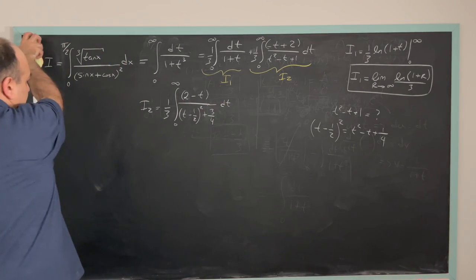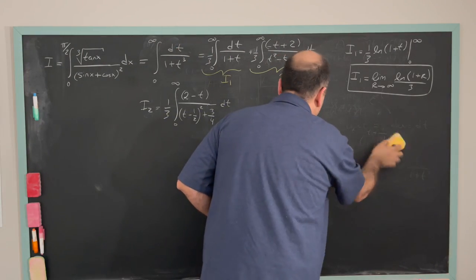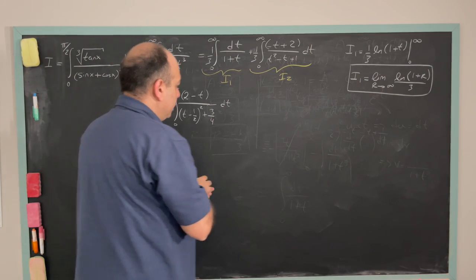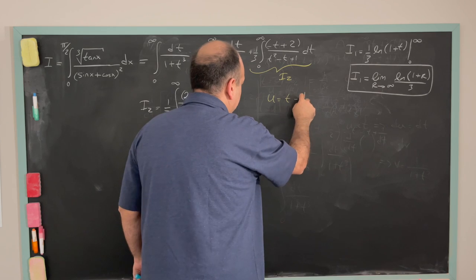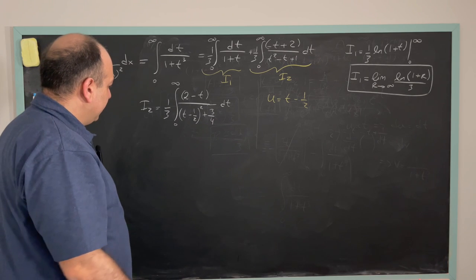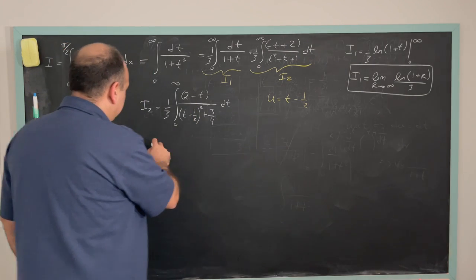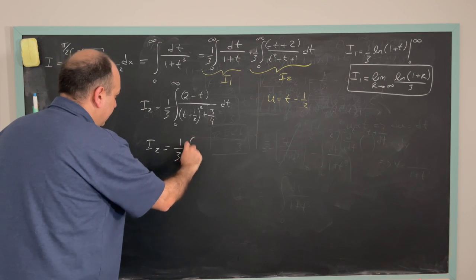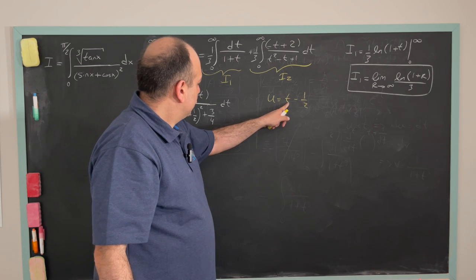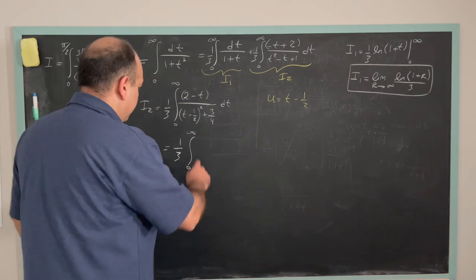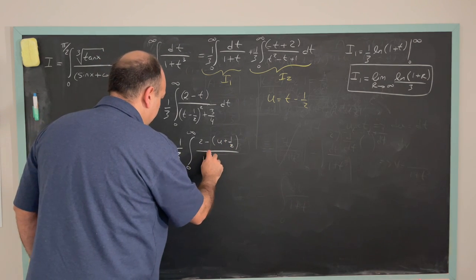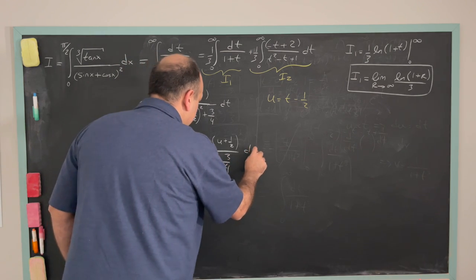Okay, this is good. So now I'll make a substitution. I'll call u equal to t minus 1/2. When I set u equal to t minus 1/2, I'll have the integral equal to 1/3 integral from 0 to infinity of 2 minus t. So this is 2 minus u plus 1/2, so 2 minus u plus 1/2. So this is u squared plus 3 over 4, and this is du.